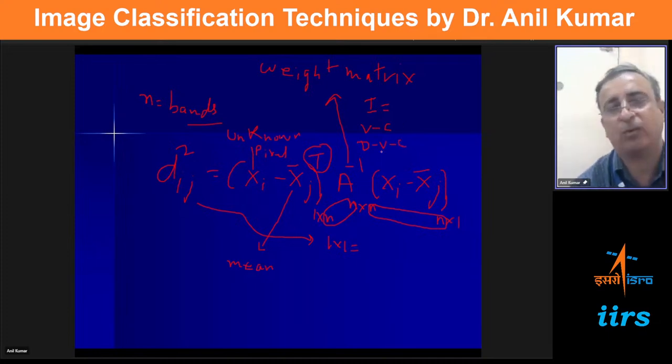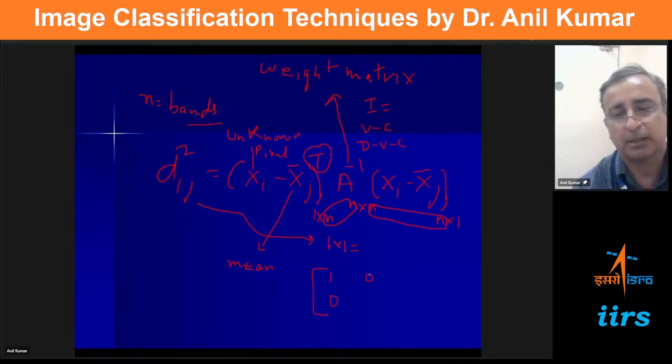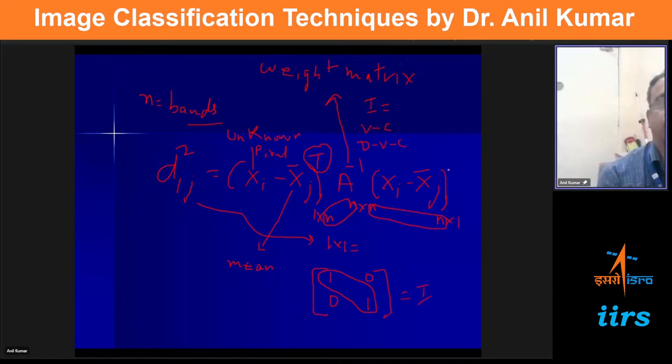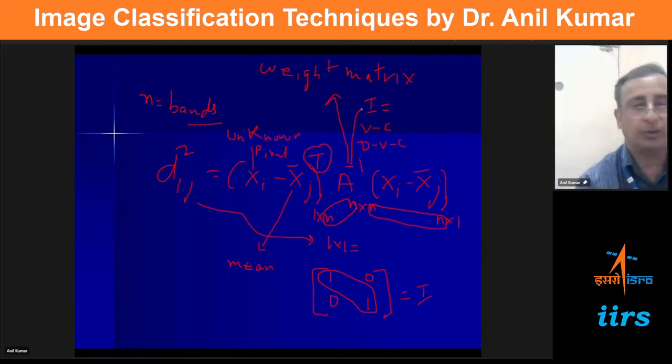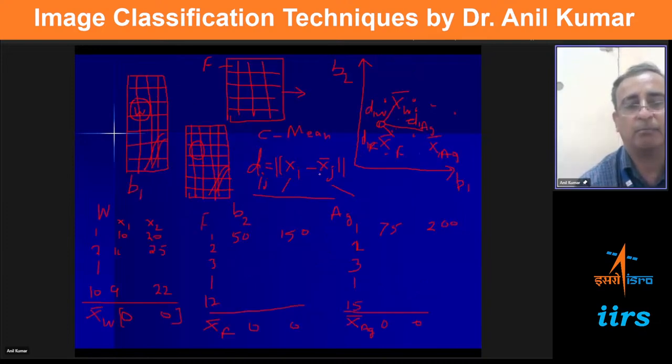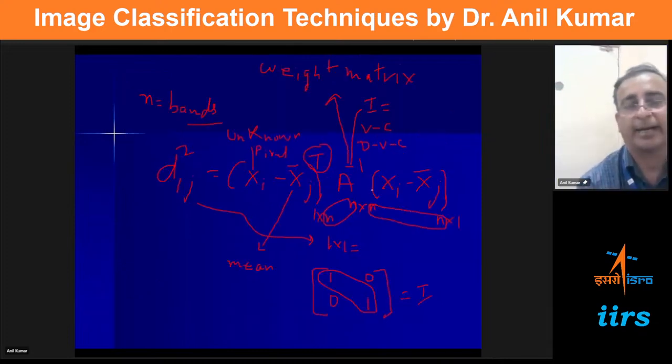When you take A inverse as a unit matrix, for example for a two band image, your unit matrix will be 1, 0, 0, 1. The unit matrix has diagonal elements of unit value and other elements 0. It is called an identity matrix or unit matrix. So when you take A inverse as a unit matrix, your classification becomes Euclidean distance, or the C means classifier.